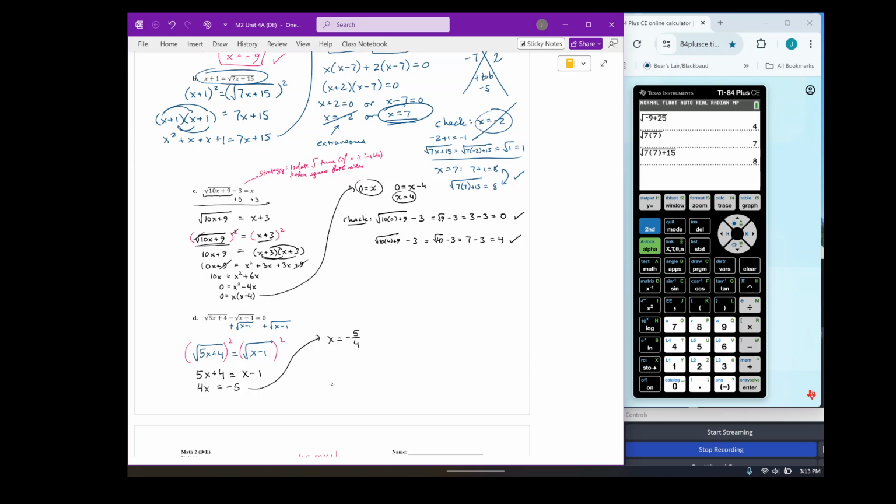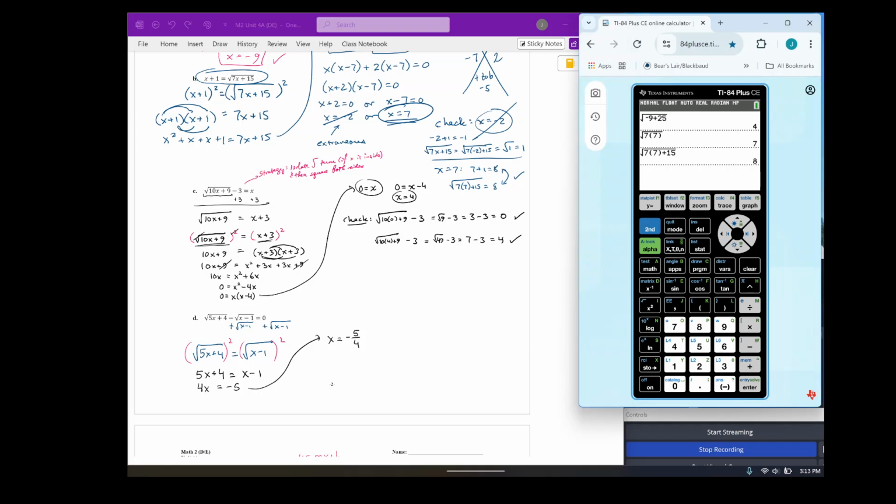And then we got to check it. So in the original, so square root of 5. Actually, let me do this, because -5/4, I don't want to type that in over and over. So I'm going to type in -5 divided by 4. And then down here near the bottom is that STO arrow button, store. And then right here is a shortcut for x. So if I hit that, now it's stored as x.